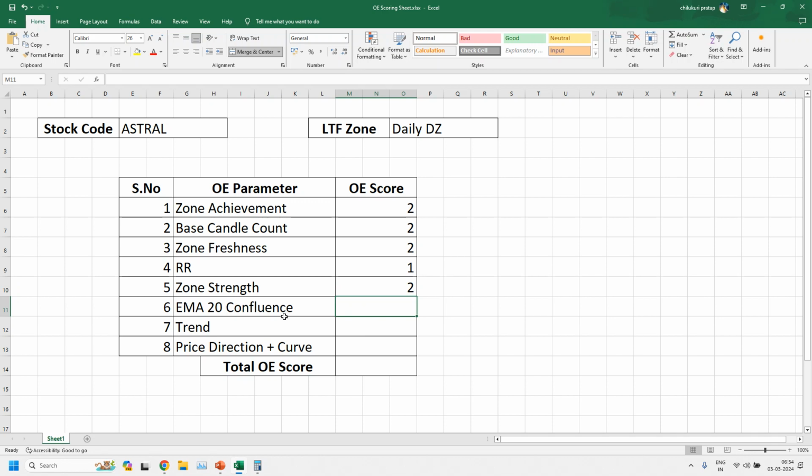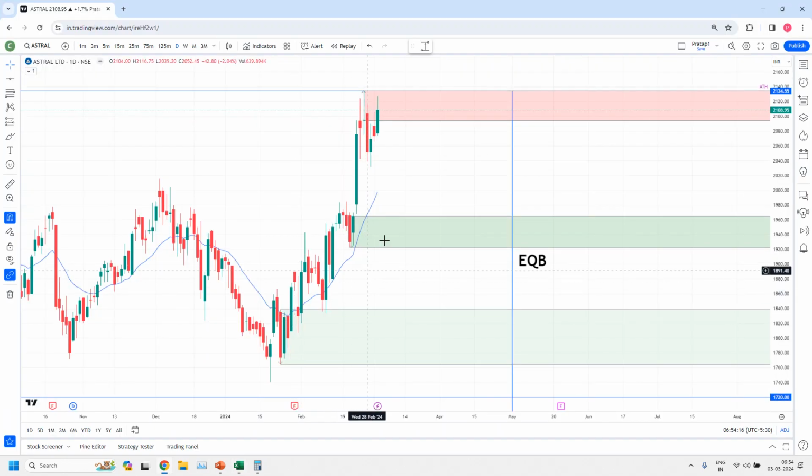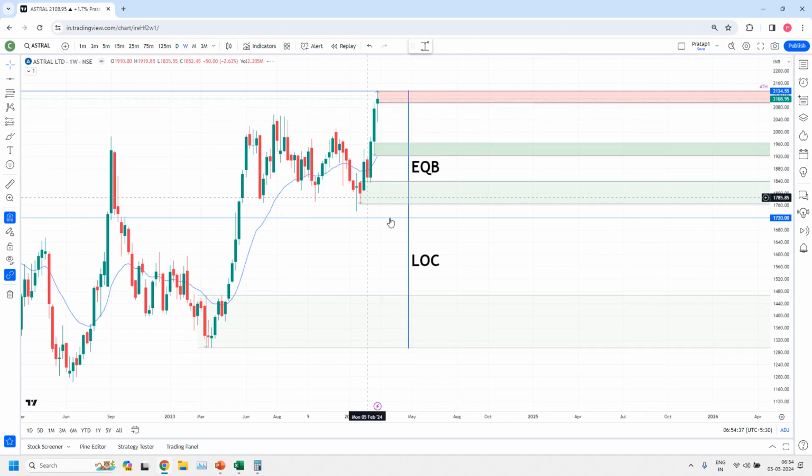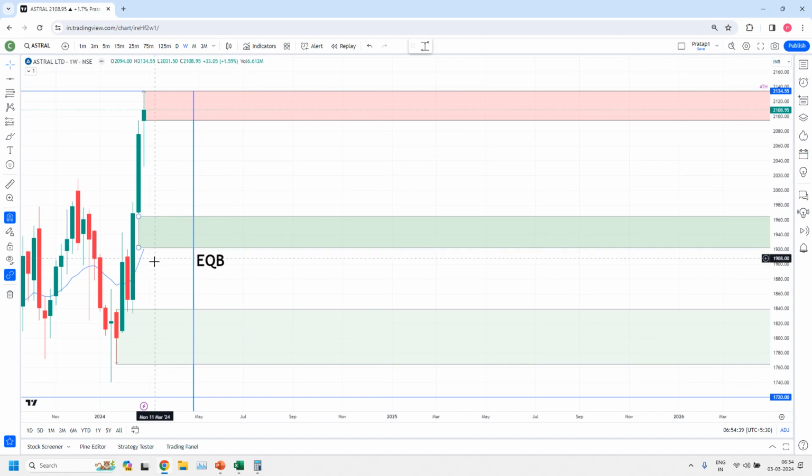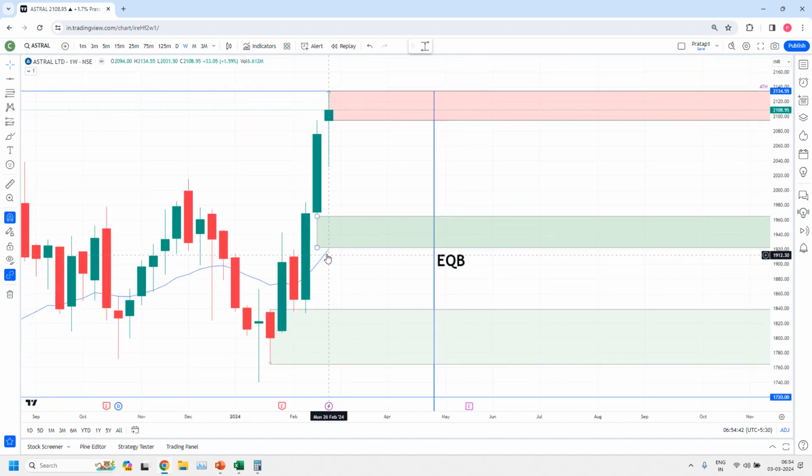And does this zone have EMA 20 confluence? Daily 20 confluence is not there because prices went beyond that. Because prices already crossed this, the daily confluence is not there, but ITF confluence might be there, right? Go to the ITF time frame. What is ITF? Weekly. See, this zone is having weekly confluence. See the weekly EMA value? It is almost about to touch this zone.